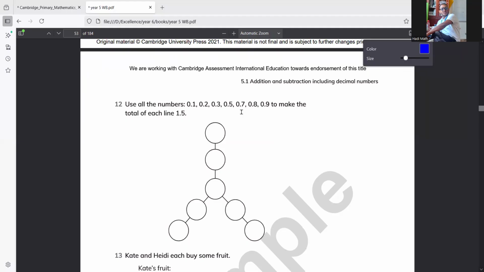To complete them and make each 1.5, you need to do the first step: understand the goal of each one. They give you the numbers 0.1, 0.2, 0.3. There's no 0.4, there's 0.5, 0.7, 0.8, and 0.9. They ask you to write these numbers in circles. So each line, like this one, will be 1.5 when you add this way. Those three together give you 1.5, and those three together give you 1.5, and those three together give you 1.5.